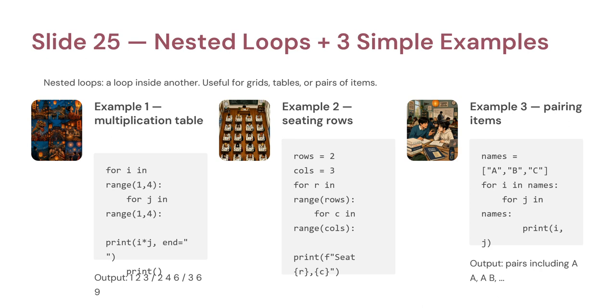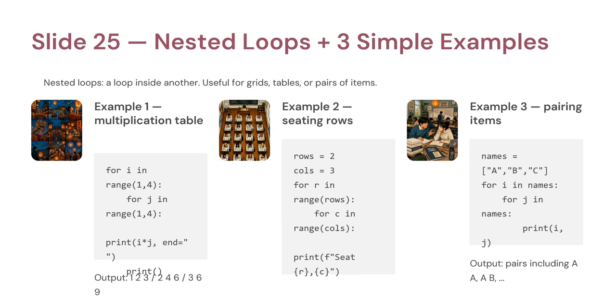Execution. First i is equal to 1. The inner loop runs 1 into 1, 1 into 2, 1 into 3. Then i becomes 2. The inner loop runs again. This continues until all combinations are completed.